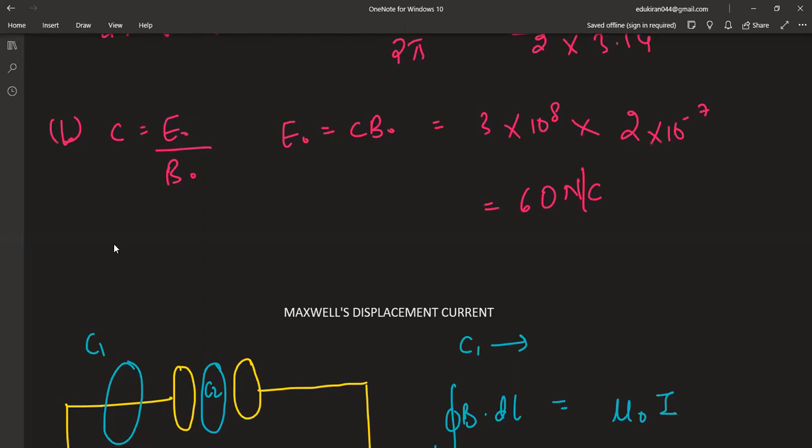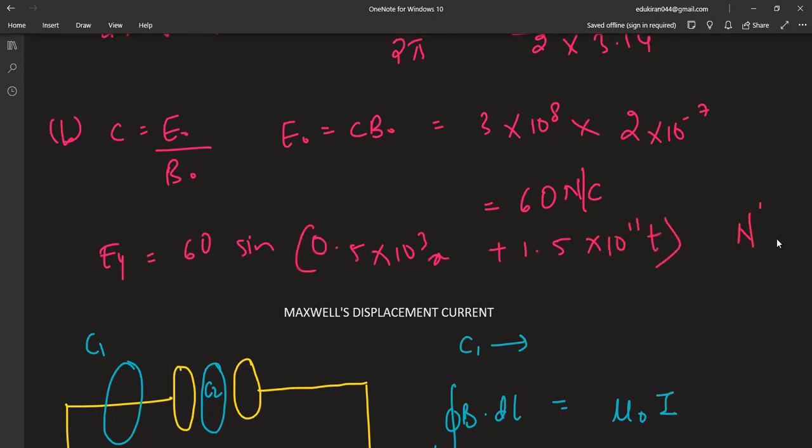So when you have to write down the final equation of Ey, this will be 60 sine. Why 60? Because this is the magnitude which we have calculated and obtained. (0.5 into 10 to the power 3 x plus 1.5 into 10 to the power 11 t), this much Newton per Coulomb. This is how you have to solve all the questions of EM waves.